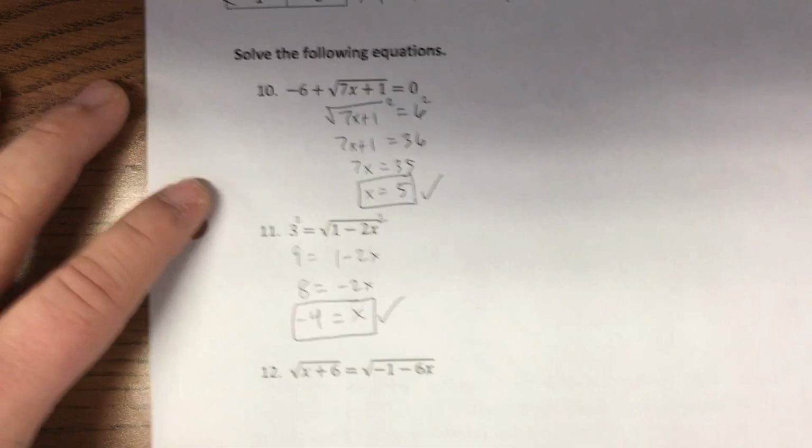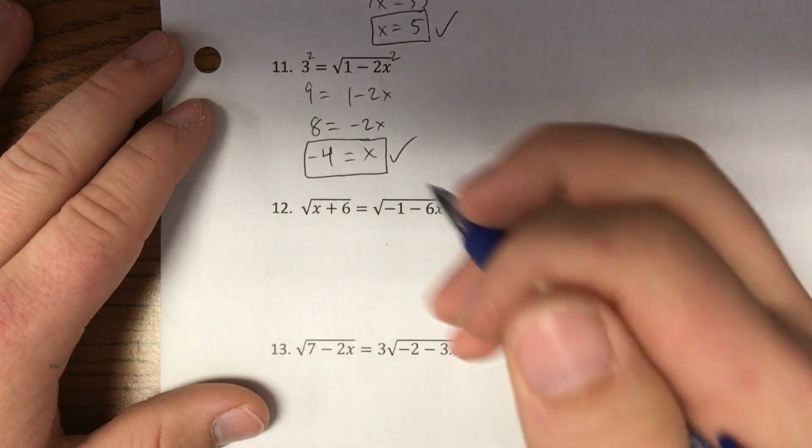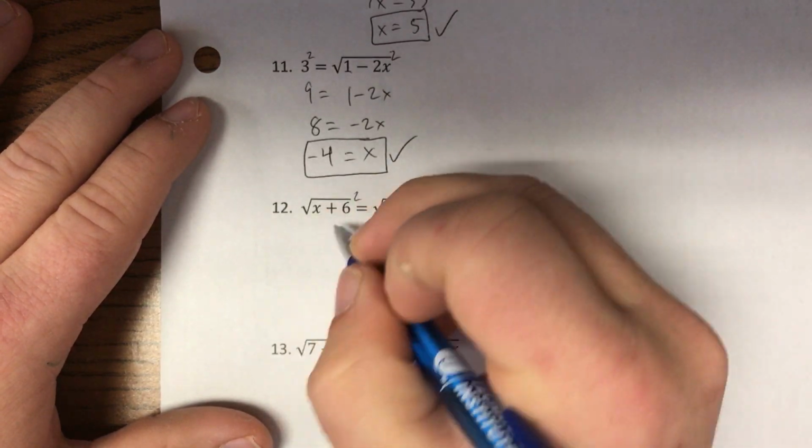There's my answer. Number 12, we got radicals on both sides. They're both isolated, so we're going to square both sides. It gets rid of the radicals.